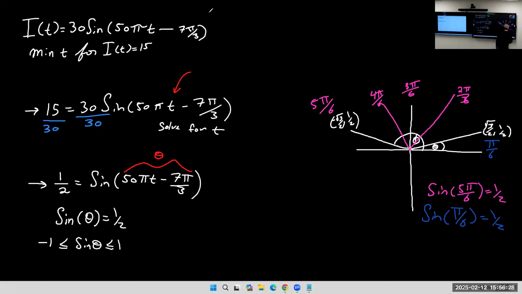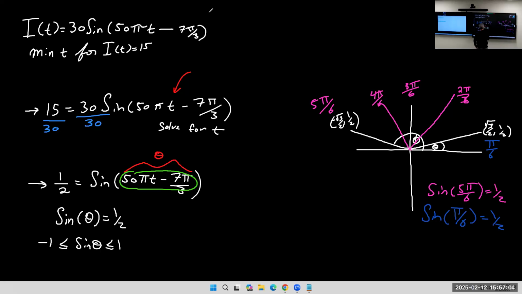The sine of pi/6 is 1/2. It wants the minimum value of t, not the minimum angle, the minimum value of t. So I have to somehow solve for that. How do I do that? Well, I don't know, but I know I have to solve it somehow. So this angle here has to equal pi/6 or 5pi/6. It's one of them, and we want the smallest value for t where that occurs.